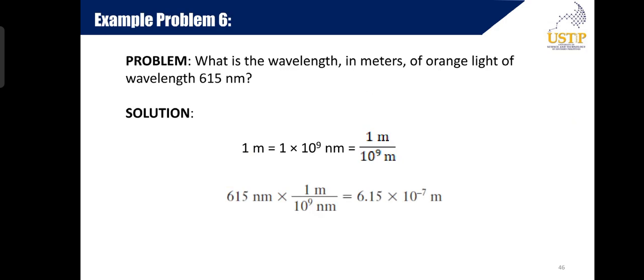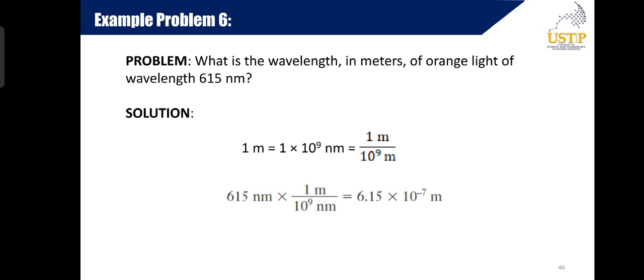So for example, what is the wavelength in meters of strange orange light of wavelength 615 nanometers? 1 meter is 1 times 10 to the power of 9 nanometers. So in a nanoscale, if you factor it out, it'll be 1 m over 10 to the power of 9 nm. That's how nanometer is being expressed into meter.